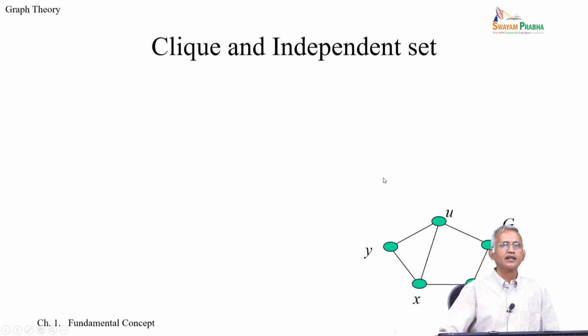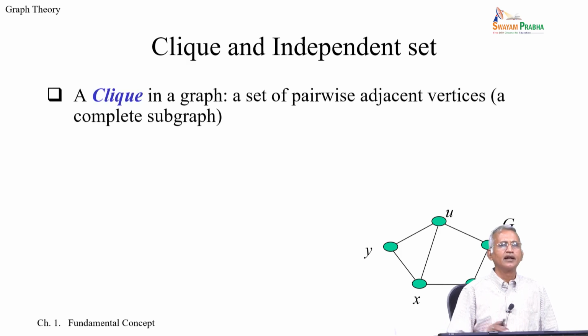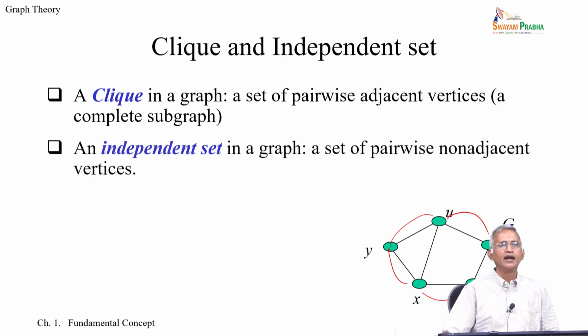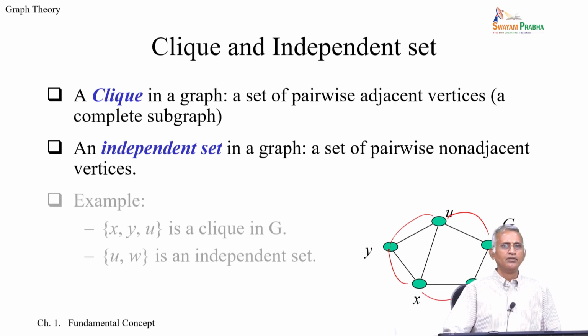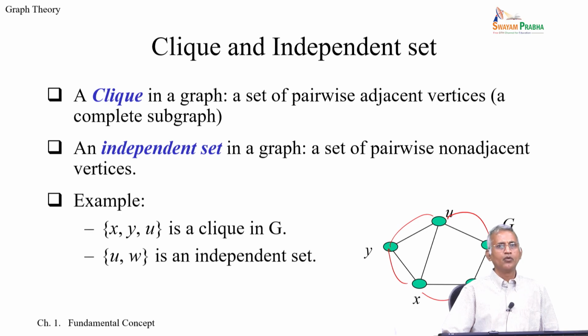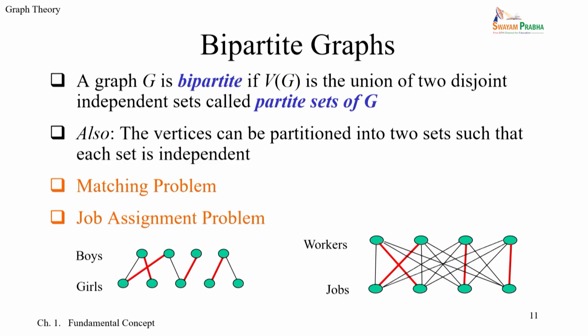Next, clique and independent set. A clique in a graph is a set of pairwise adjacent vertices. So, it is a complete subgraph. An independent set in a graph is a set of pairwise non-adjacent vertices. For example, here x, y, u are a clique because they are joined together, and u and w are an independent set, okay, separately, right.